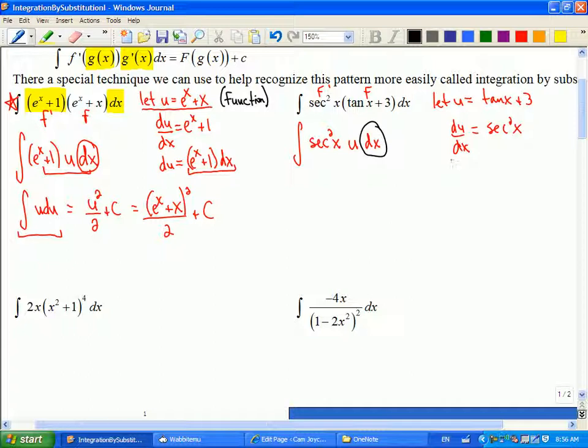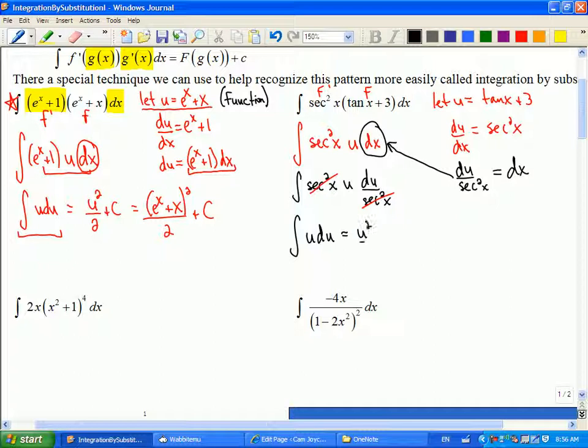So the other thing you can do, and some people like this when they're getting started, is if I solve this for dx, maybe I'll go like this, du over secant squared x is equal to dx, then that tells me what I'm putting in here, right? Make the switch for dx, so I'll get secant squared x times u times du over secant squared. So those are gone, and I end up with u du, which again is just back to power rule.